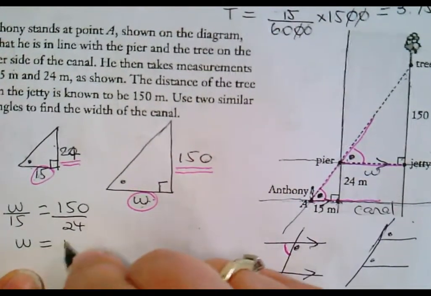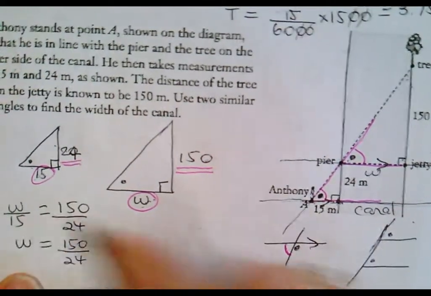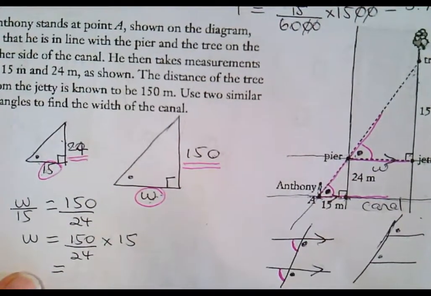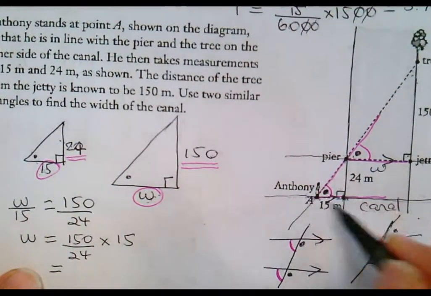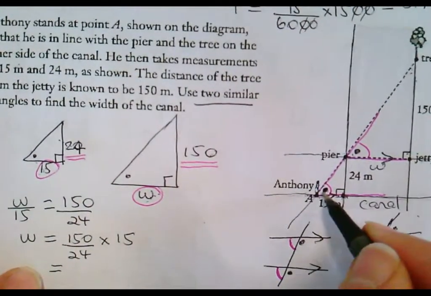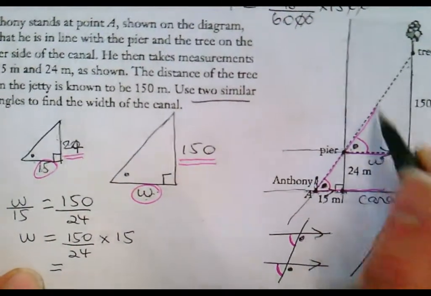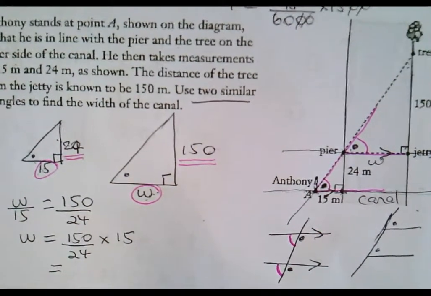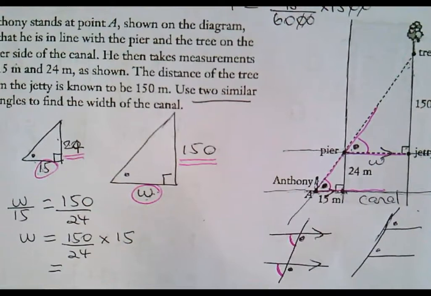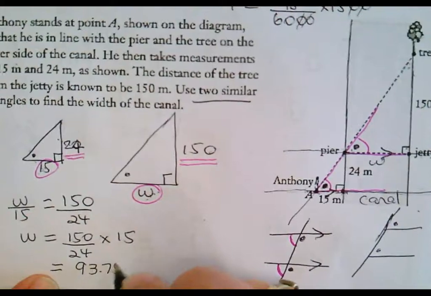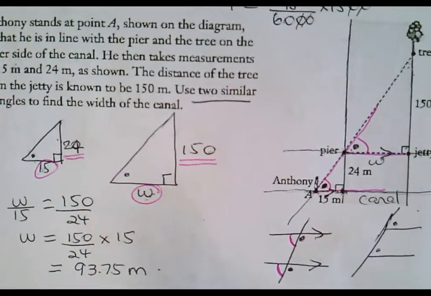Now, how do I work out what W is? What do I do with that divide by 15? Times by 15 on the other side. Okay, so the main thing here was to know that you've got similar triangles. It does say use two similar triangles, but to know that this angle there matched that one with that pink upside down back to front corresponding F. Okay, so what do we have? 93.75 metres. Did anyone else get that?